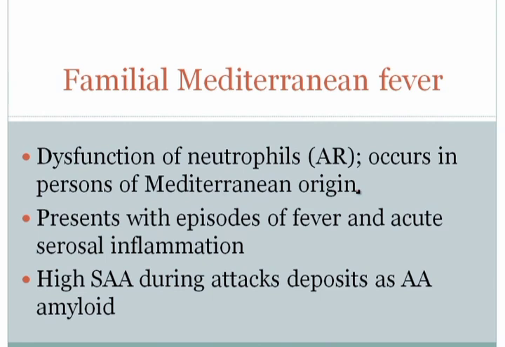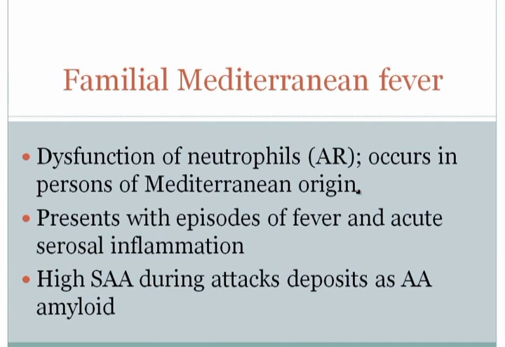It also will usually involve serosal surfaces. And so if it's going to involve serosal surfaces, we'll get some very classic findings. For example, if it involves a serosal surface of the heart, that's the pericardium, it can present mimicking myocardial infarction. If it involves the serosal surface of the abdomen, it can present mimicking acute appendicitis. And so these are some of the classic clinical symptoms of familial Mediterranean fever.